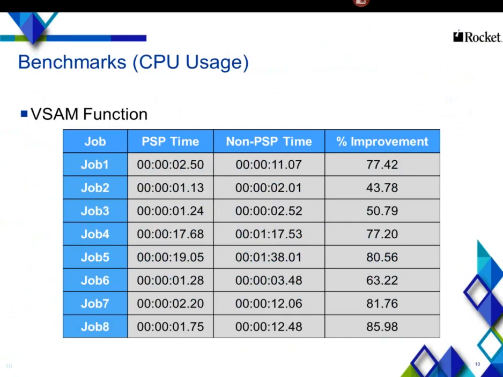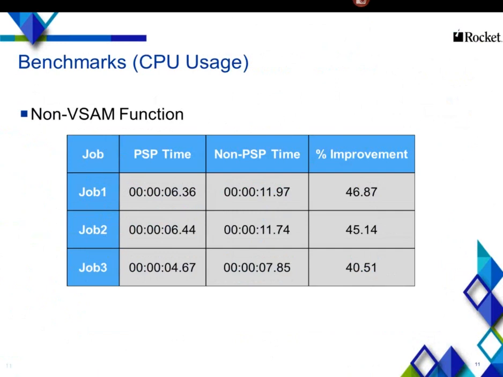The next few slides represent benchmarks from actual customer sites running batch jobs without and then with Performance Essential. This first slide shows statistics for batch VSAM functions. The reduction in CPU usage ranges from about a 44% reduction up to an 86% reduction. This slide shows statistics for non-VSAM batch functions. The reduction in CPU usage ranges from about a 41% reduction up to a 47% reduction.